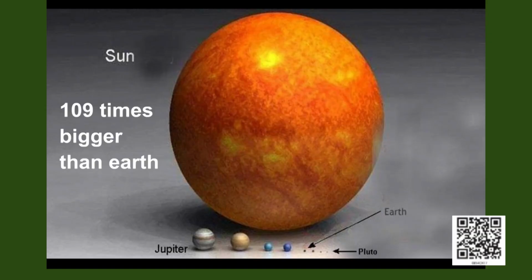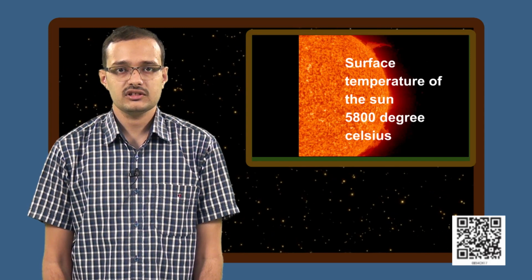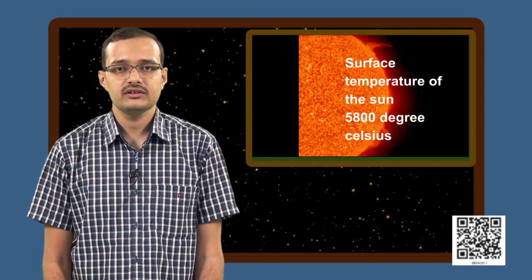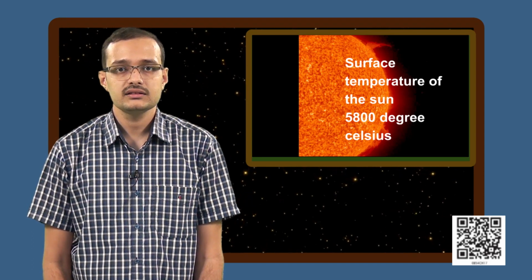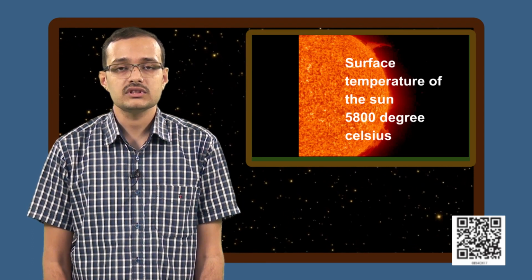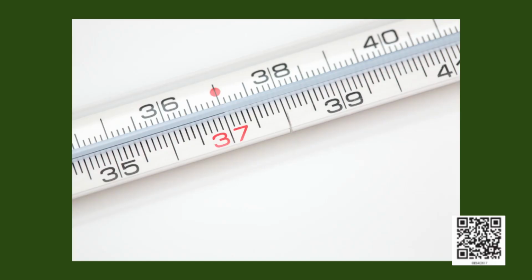To know how big the sun is, consider this. The sun is nearly 109 times bigger than earth and nearly 33,000 times more massive than earth. The surface temperature of the sun is approximately 5,800 degrees Celsius. Do you know how hot 5,800 degrees Celsius is? For comparison, human body temperature is approximately 37 degrees Celsius.